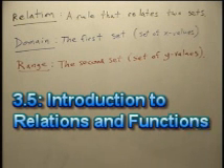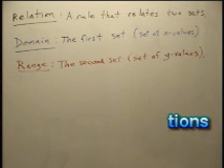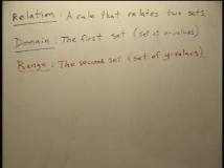In this section, we will be talking about relations and functions. We will find that functions are a special type of relation, so we'll start with relations. A relation is a rule that relates two sets together. In other words, we have two sets of numbers, and we are pairing up numbers in the first set with numbers in the second set. You could also say it's a correspondence.